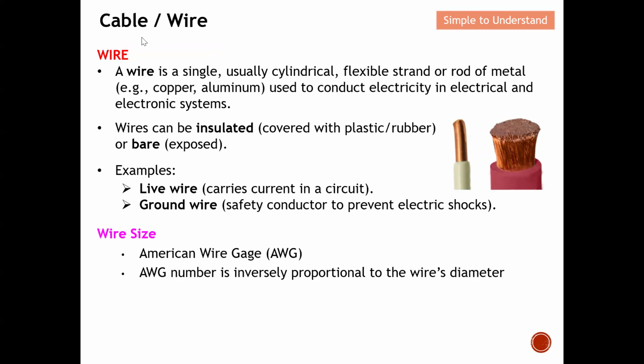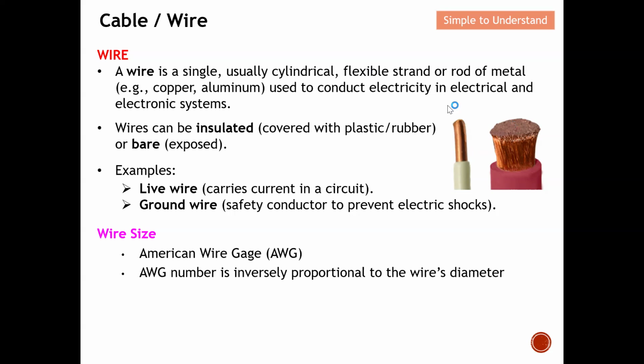Let's quickly kickstart by understanding what a wire actually is, which I believe most of you have some idea about. Basically, we have two types of wire. One is the flexible strand, and the other is the rod of metal. This diagram here shows the rod of metal, which is more solid, while the flexible strand is shown over here. They are more flexible.